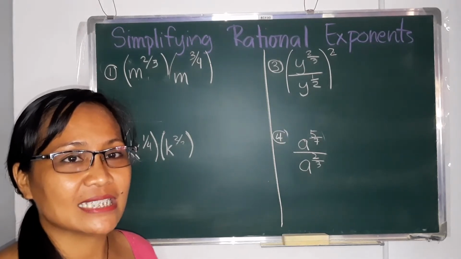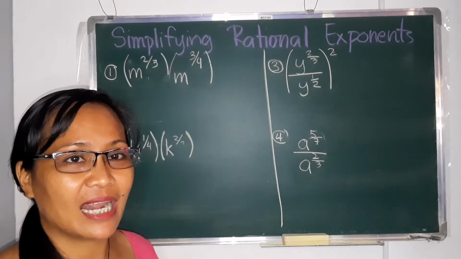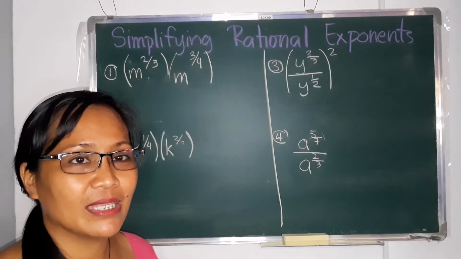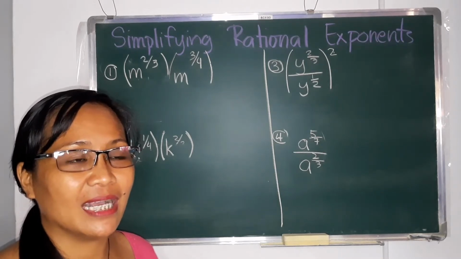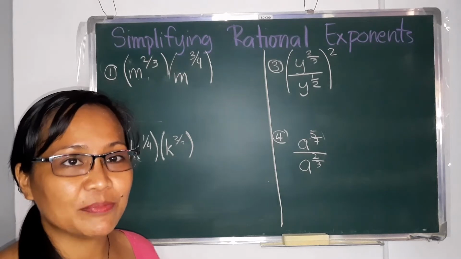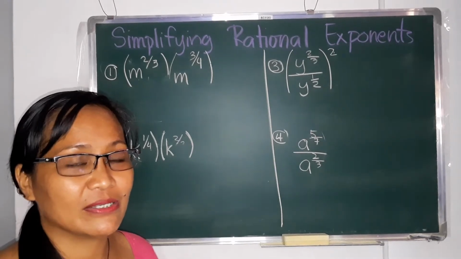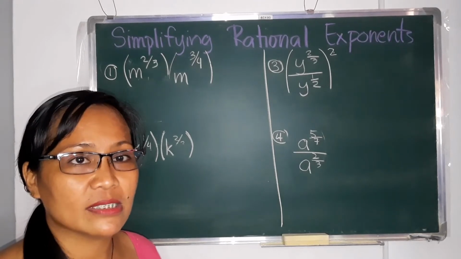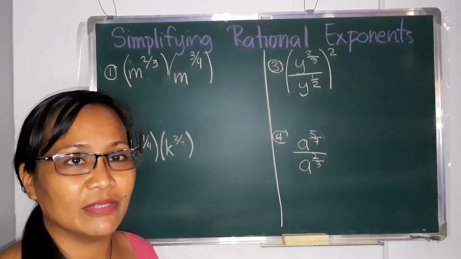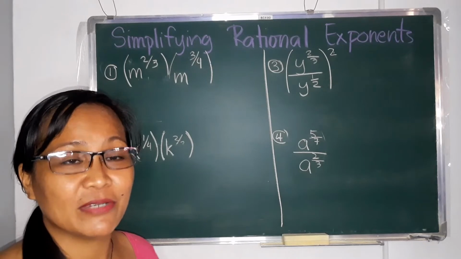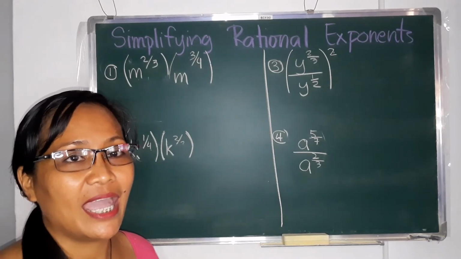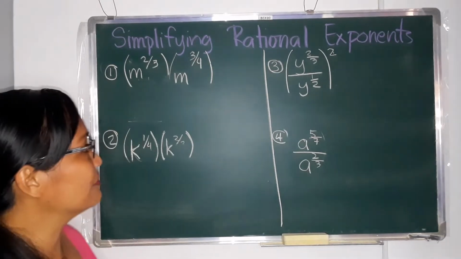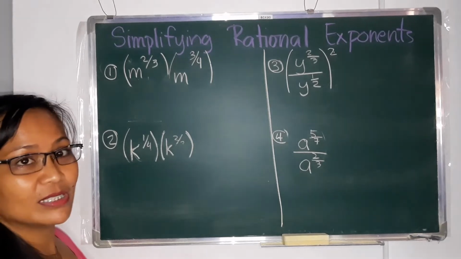So our lesson for today is about simplifying rational exponents. When we say rational exponents, the exponents are fractions. In this lesson, we're going to apply the laws of exponents that we have learned in the previous lessons. Okay? So we have here some examples.